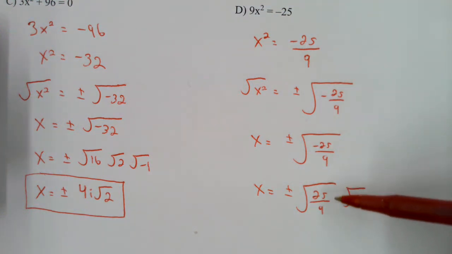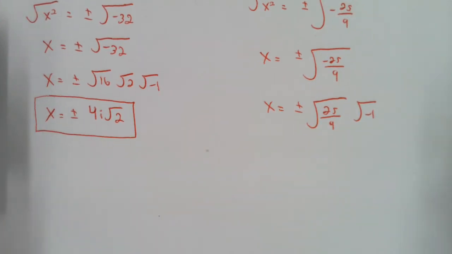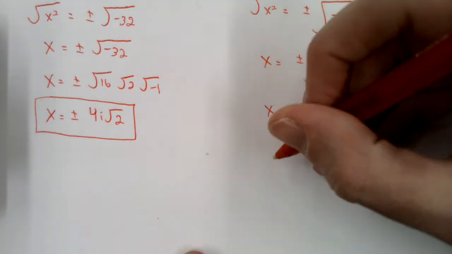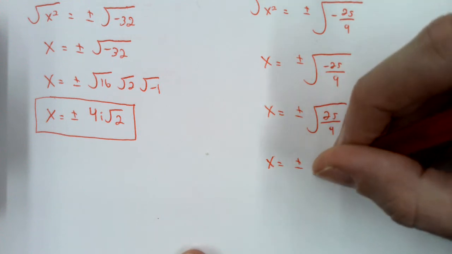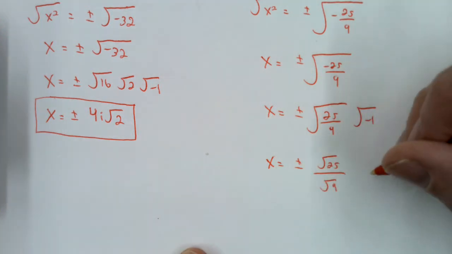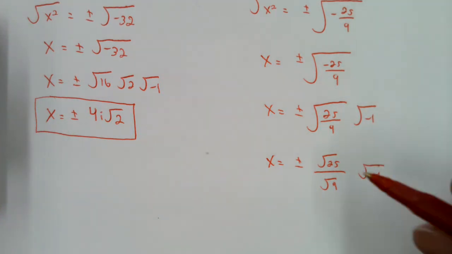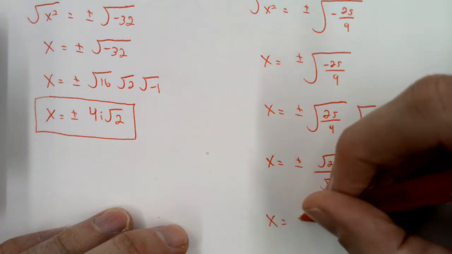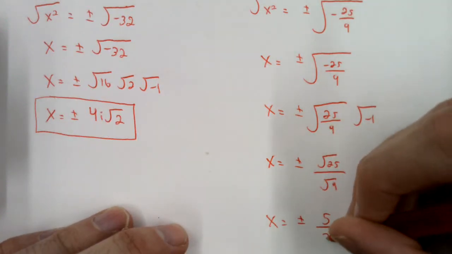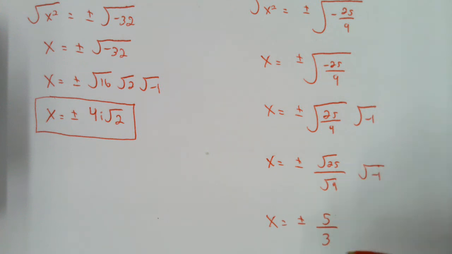And you can actually break apart this square root, okay? So you can write it like this. I'm going to break that apart, and I'm going to write x equals positive and negative, square root of 25 divided by square root of 9 times square root of negative 1. Because the square root of 25 is 5, and the square root of 9 is 3. And then we have the i at the end.